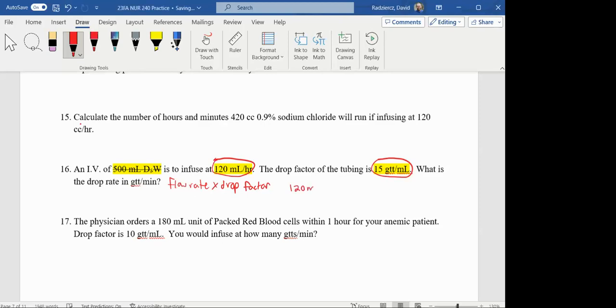So I'm going to make this a little bit easier on myself. Because I know I'm looking for my drop rate in drops per minute, I'm going to convert that hour to minutes. So 1 hour is the same thing as 60 minutes. Then I'm going to multiply by my drop factor. And then I'm going to get 30 drops per minute.